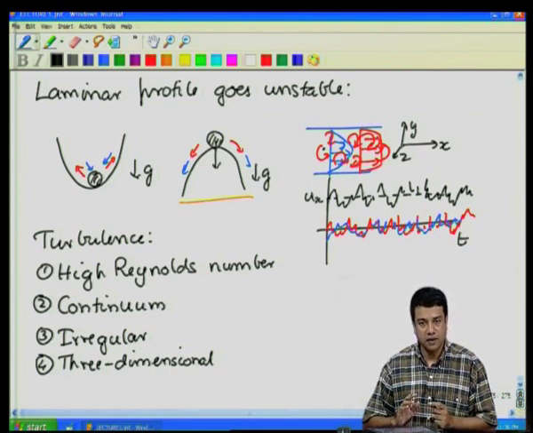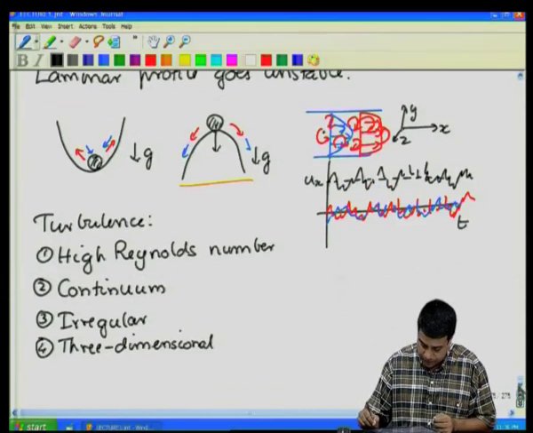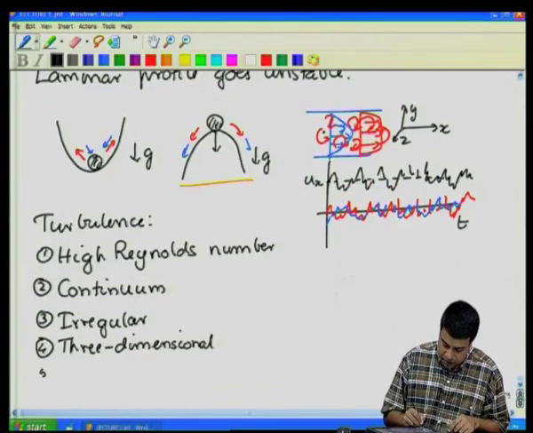Therefore, you need to have a 3-dimensional flow in order to be able to intensify vorticity by stretching and bending of vortex lines. That means that turbulence has to be 3-dimensional. In addition, it is highly diffusive.